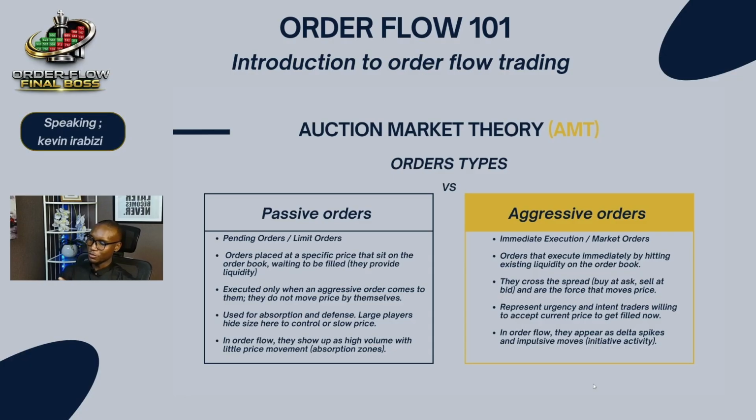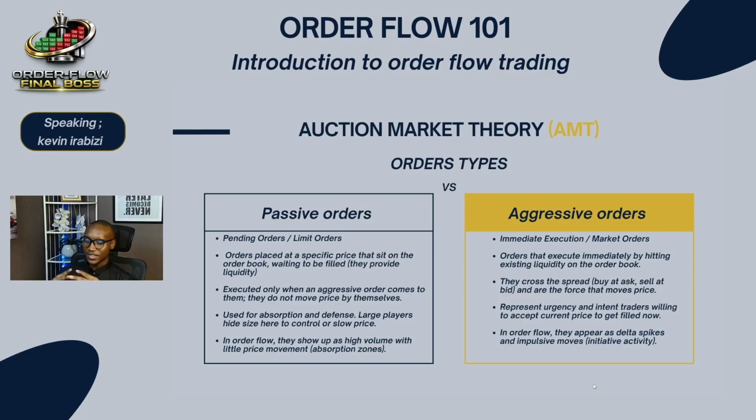So now that we know what passive orders are and what aggressive orders are, I feel like we should go on to the next concept. But let's lock this in first. We know passive orders are limit orders. This is our liquidity. And we know aggressive orders are market orders. These are the ones that eat out the liquidity. What does that mean? Passive orders stop price or slow down price, while aggressive orders push price or force price to move. You need to lock down these two rules. Passive orders stop price. Aggressive orders move price.